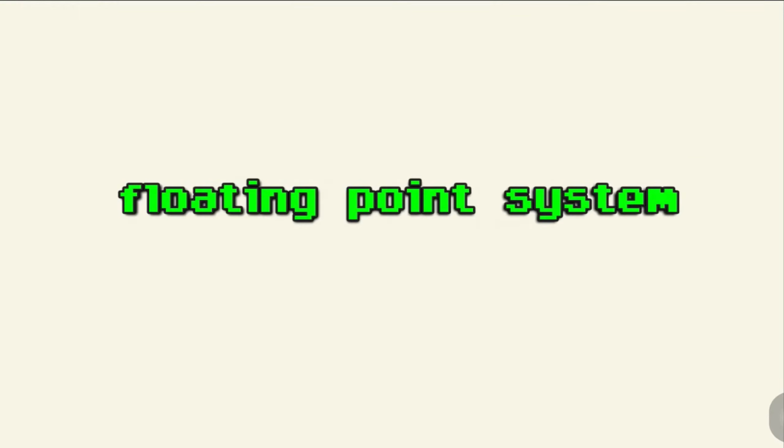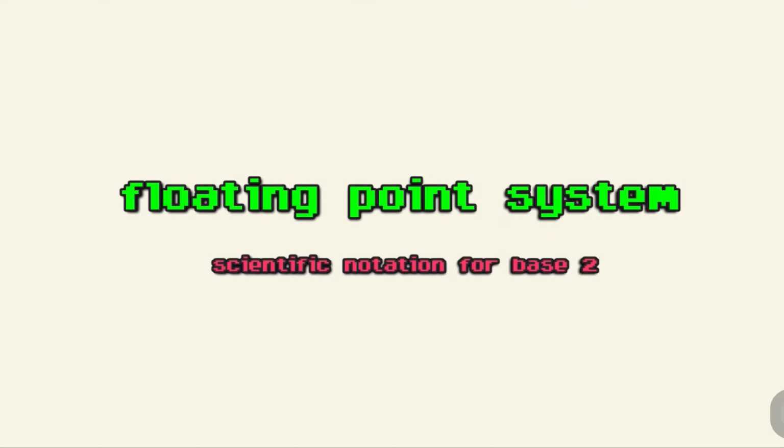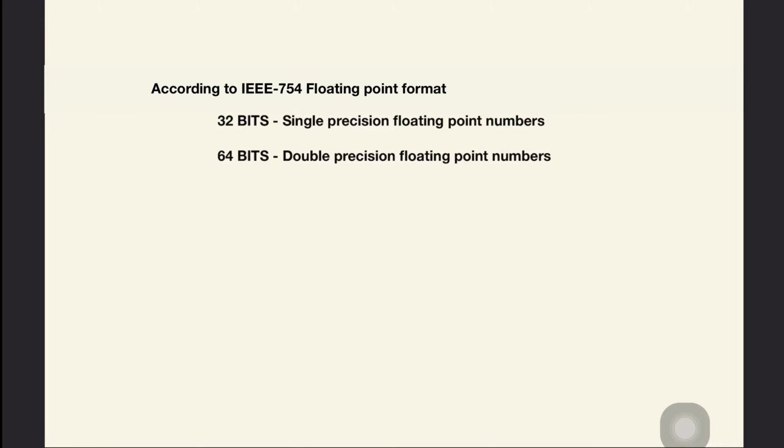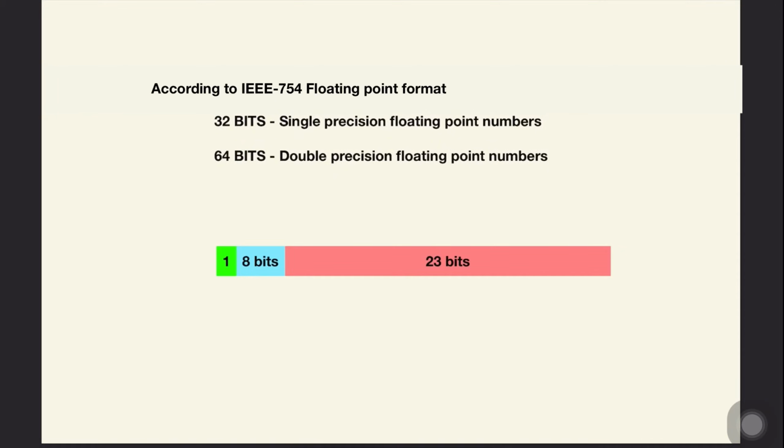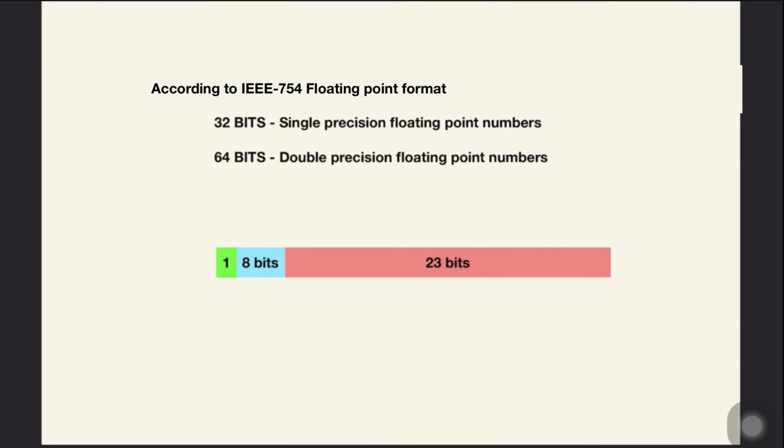The floating point system enables representation of both very large and very small numbers without needing enormous amounts of space. Floating point numbers are essentially scientific notation for base 2. In the IEEE 754 floating point number format, floating point numbers are made of 32 or 64 bits depending on their precision. A floating point number of single precision contains 32 bits.